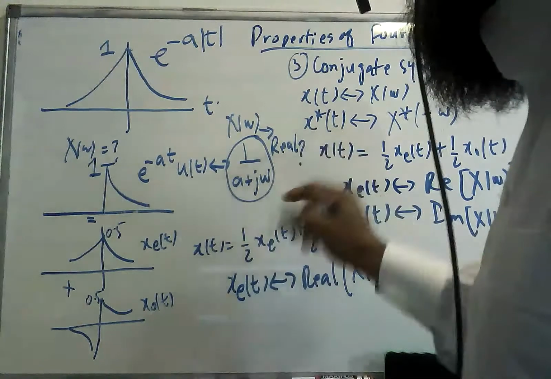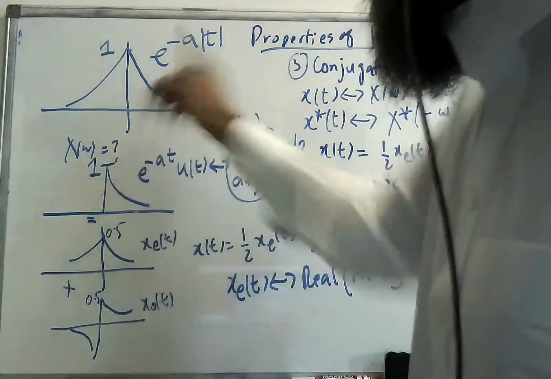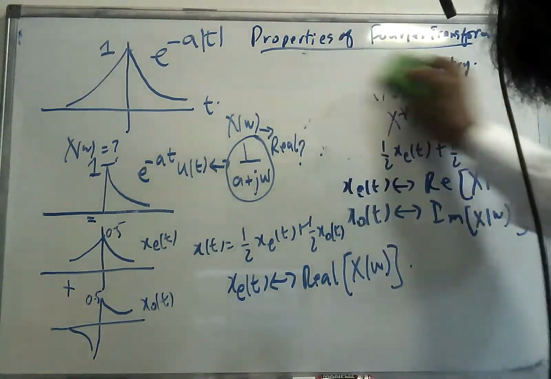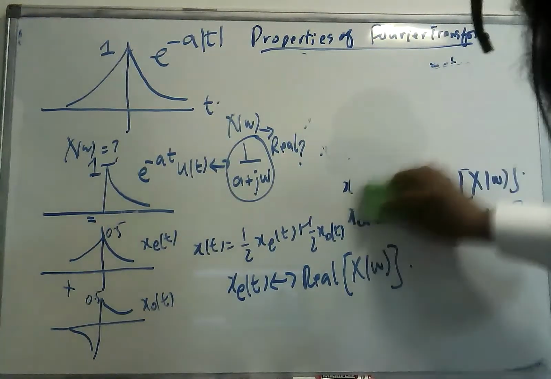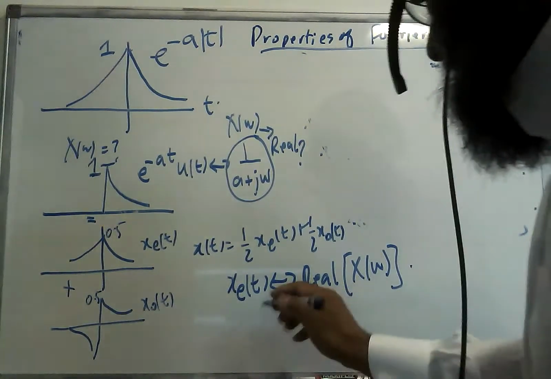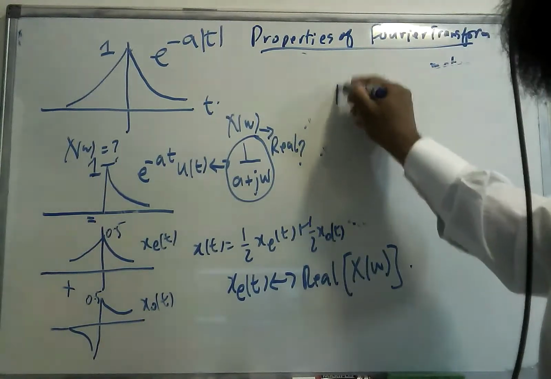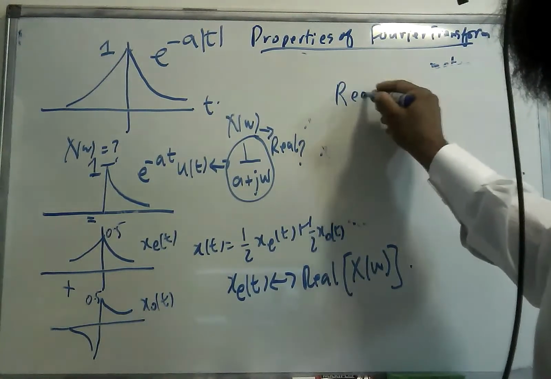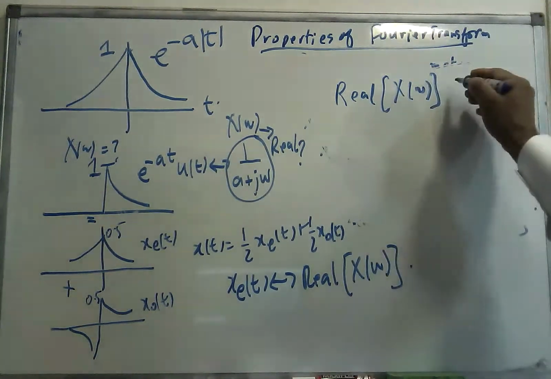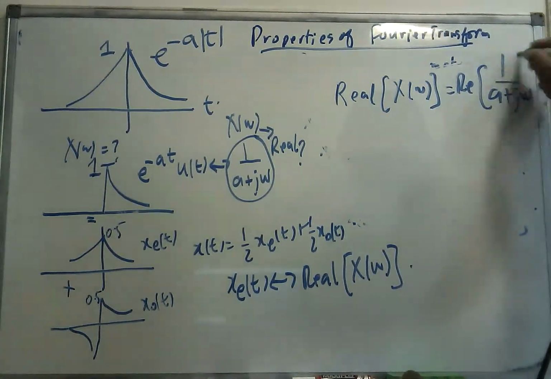And this real part is the Fourier transform of the even function. So now I just need to find the Fourier transform. I just need to find the real part of this. So the real part of X of omega is equal to real of 1 over a plus j omega.